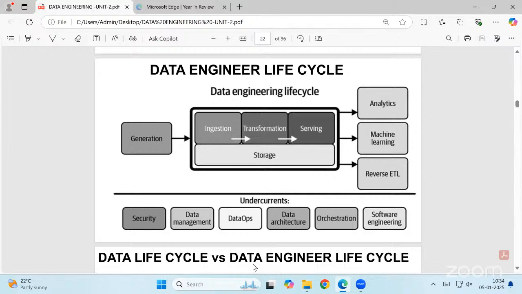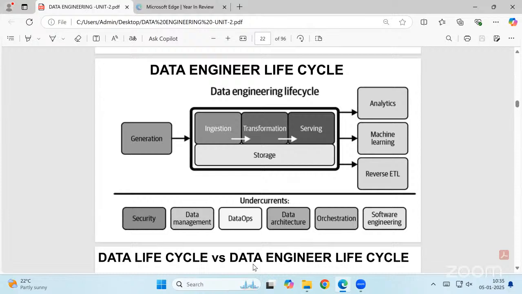This data generation, we already discussed different sources where we cover the data, we generate the data. Storage is one part that we have covered. Ingestion is collection and transformation. Serving is storing and serving, and these are the tasks that we are going to discuss now. So this is the entire part of the data engineering life cycle and undercurrents. What are the features that data should possess under each and every phase of the life cycle?